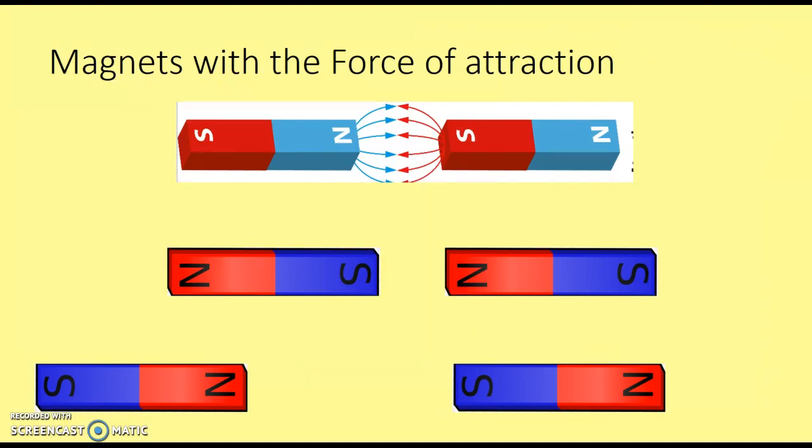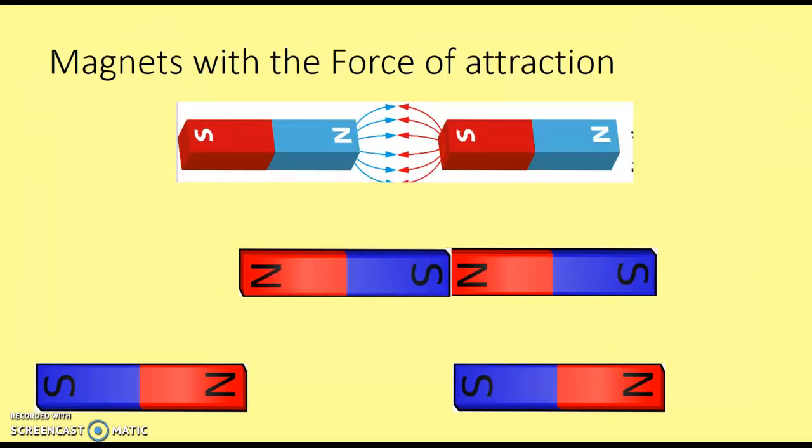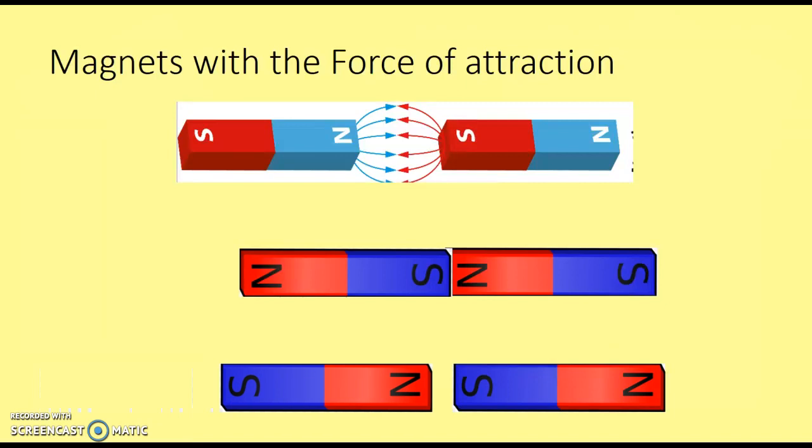So let's take a look at magnets with the force of attraction. So it's just like the electrical charges. The north and the south are attracted to each other. So when they're closer together, let's take a look. The attraction is very strong. However, if we separate them and move them apart, it is weaker, and as they get closer, then the force of attraction is stronger.